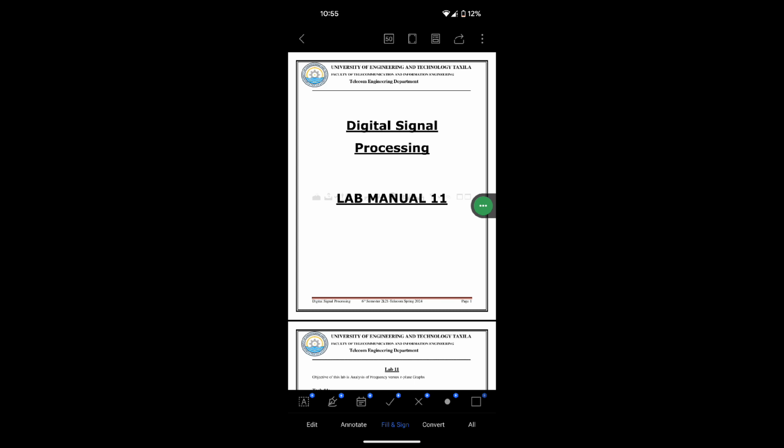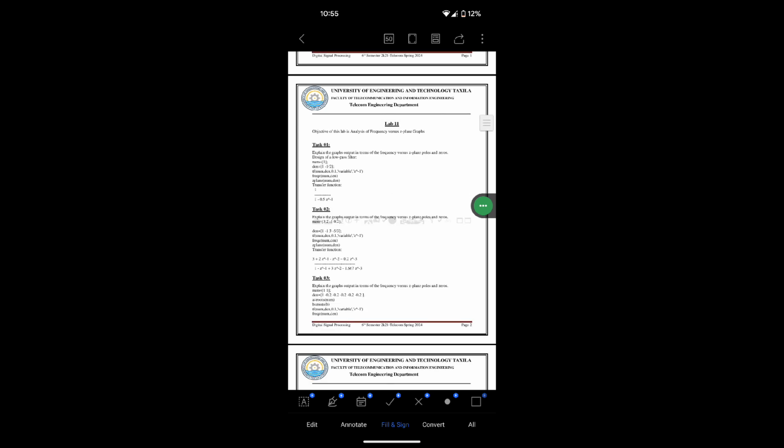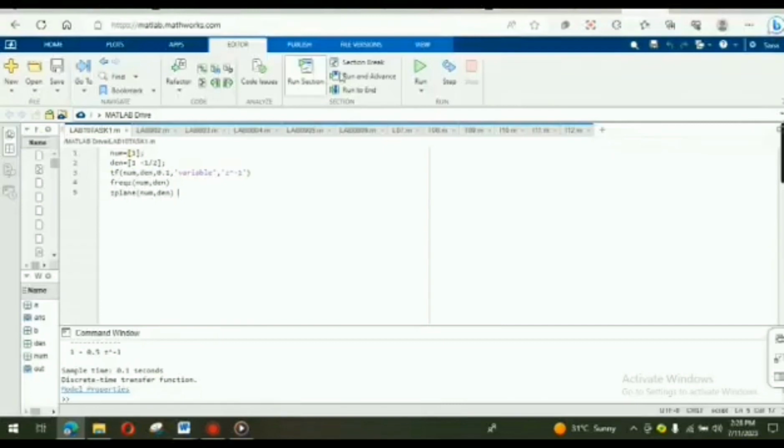This is our lab number 11, and in this lab, the first lab task is we have to design a low pass filter. This is our code, and let's run this code.